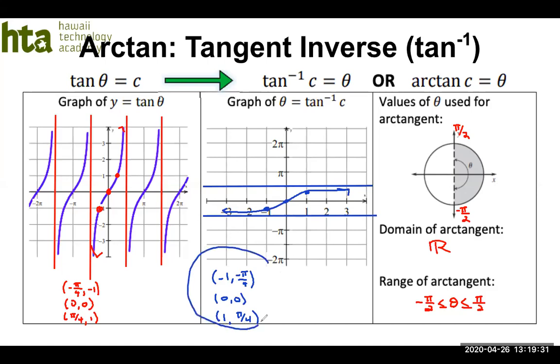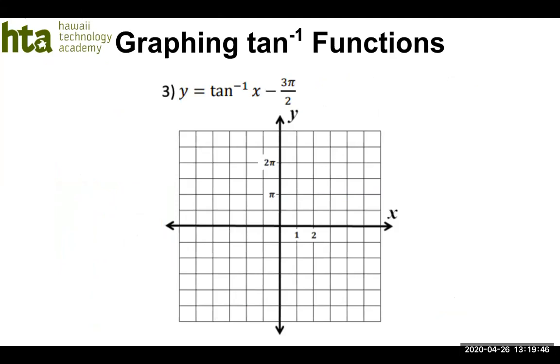We are going to focus on using these 3 points whenever we do any tangent inverse function or arctan function, and we're going to use that to do any kind of transformations. All right, so let's see what that looks like. Remember our 3 points for tangent are negative 1, negative pi over 4, 0, 0, and positive 1, positive pi over 4. I'm going to start with those as my starting points, my baseline. So negative 1, negative pi over 4 looks like this. 0, 0 is here, and 1, pi over 4 is there.